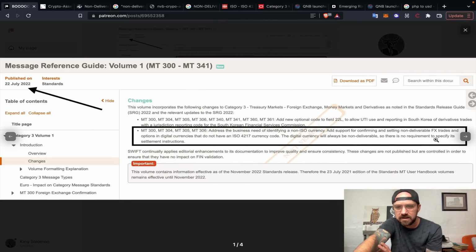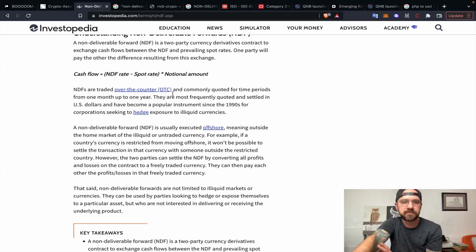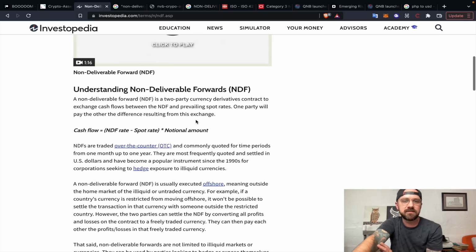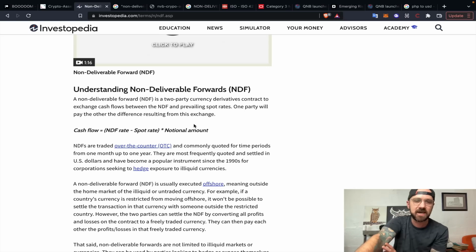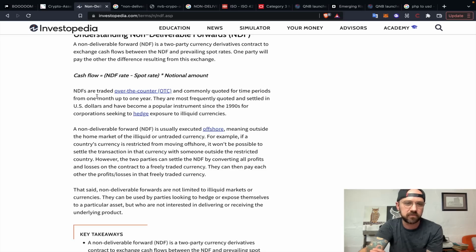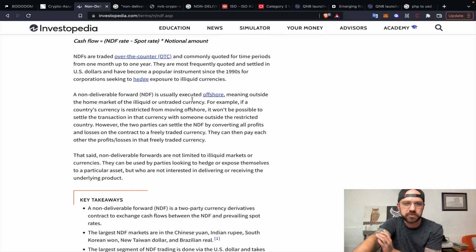Now, I want to get into this. No requirement to specify its settlement instruction because it's non-deliverable. I'm pretty positive that this is dealing in non-deliverable forwards through SWIFT, okay? A non-deliverable forward is a two-party currency derivatives contract to exchange cash flows between the non-deliverable forward and prevailing spot rates. Now, non-deliverable forwards are traded over the counter and commonly quoted for time periods from 1 month up to a year, etc. I don't know if that necessarily applies, but usually executed offshore.